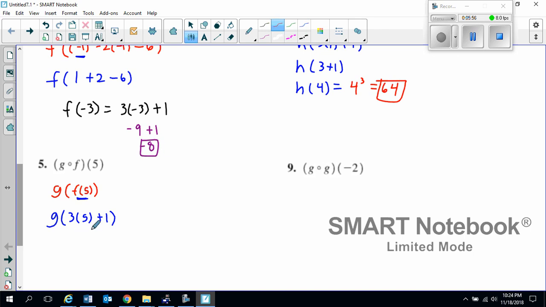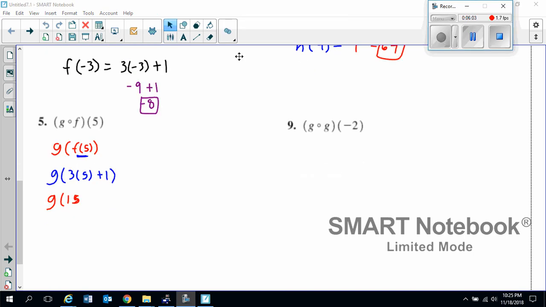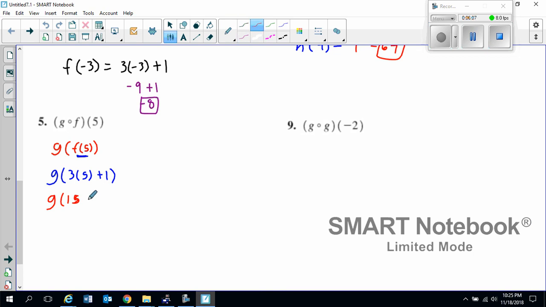And so we'll go ahead and simplify this. So that should give me g of 15, oops. That froze on me there for a second. Sorry about that. So let's see, 15 plus 1. So now we're going to have g of 16. So now I plug in 16 to the g function.